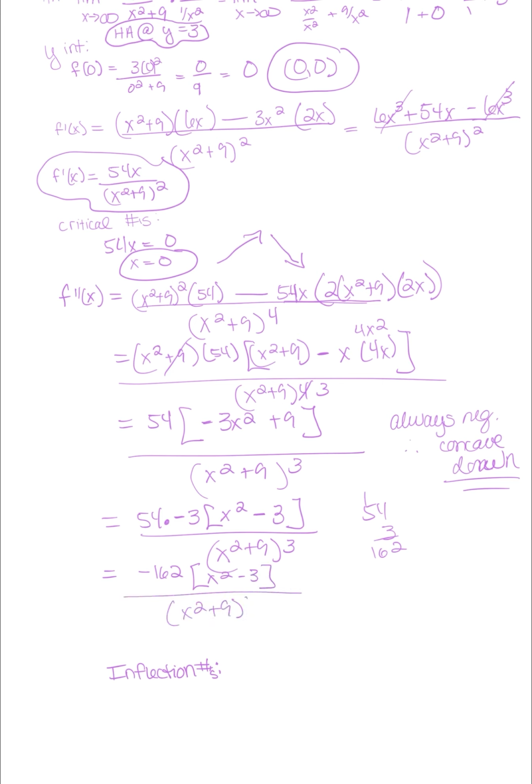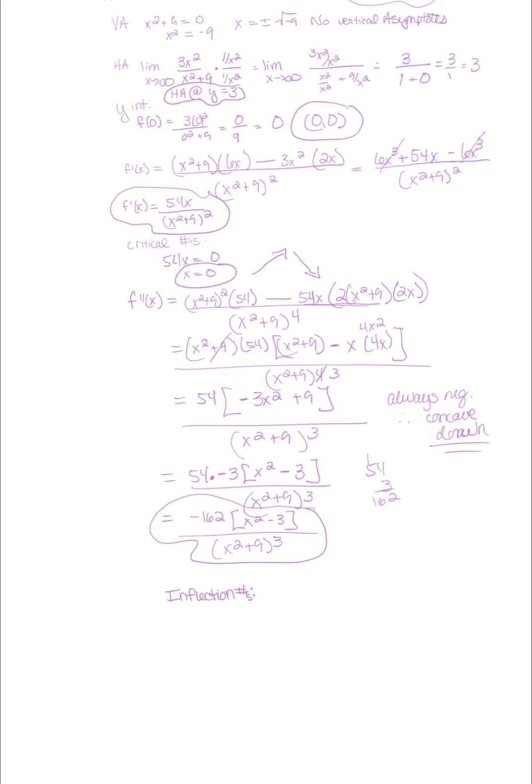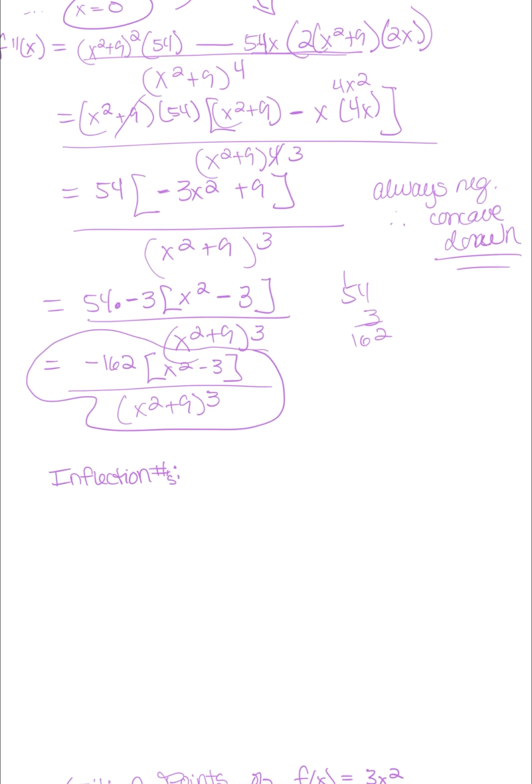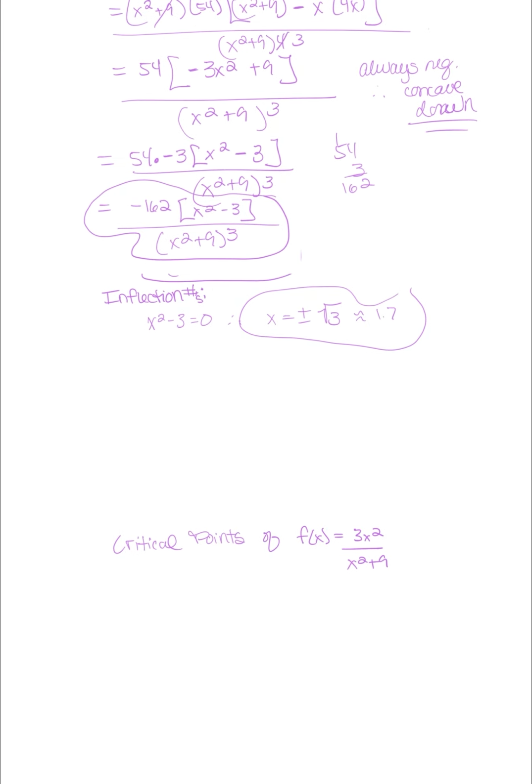Now our inflection numbers are what makes our second derivative equal 0. Well, this 162 will never be 0, but our x squared minus 3 could equal 0. So we have x squared minus 3 equals 0. Therefore, we have x equals plus and minus the square root of 3, which is like 1.7 something, right? We'll leave it, so we'll say approximately plus and minus 1.7.